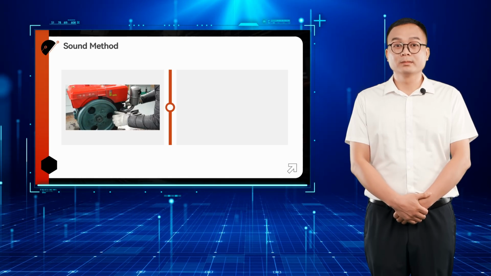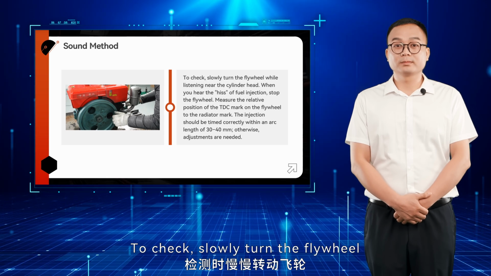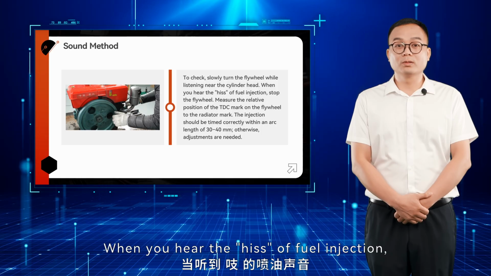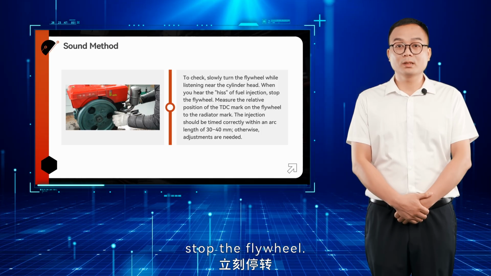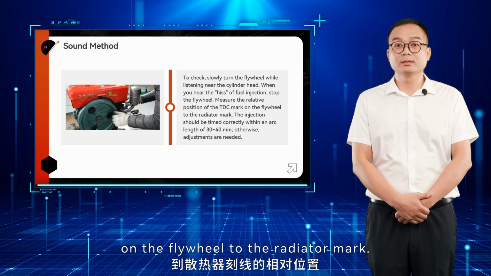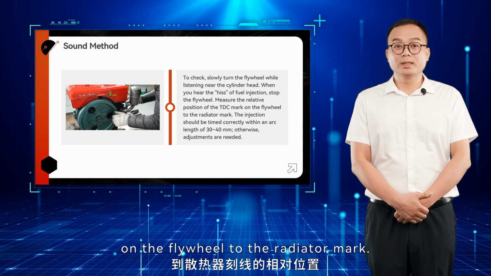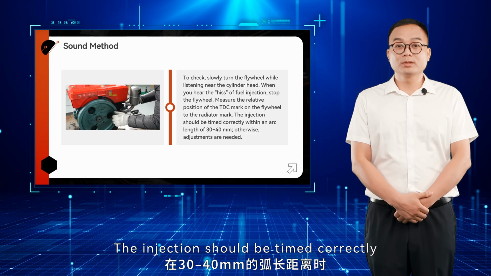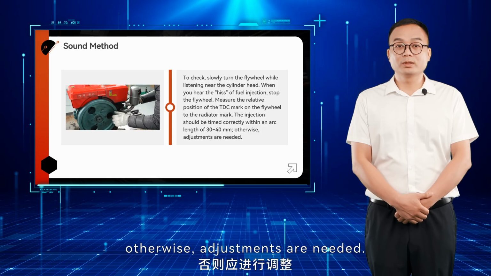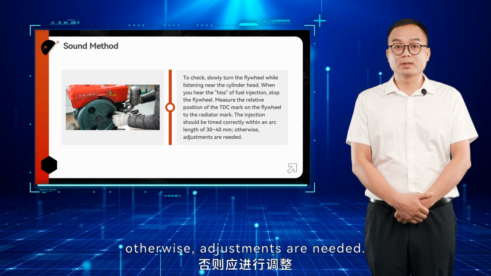degrees. To check, slowly turn the flywheel while listening near the cylinder head. When you hear the hiss of fuel injection, stop the flywheel. Measure the relative position of the TDC mark on the flywheel to the radiator mark. The injection should be timed correctly within an arc length of 30 to 40 millimeters. Otherwise, adjustments are needed.